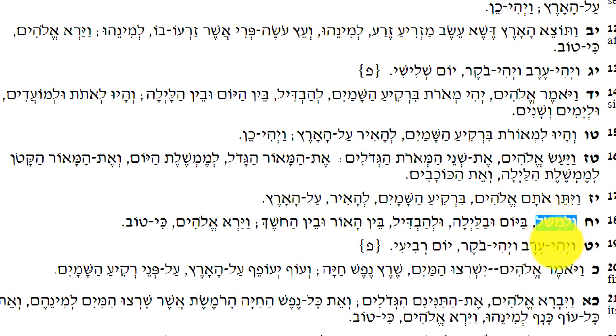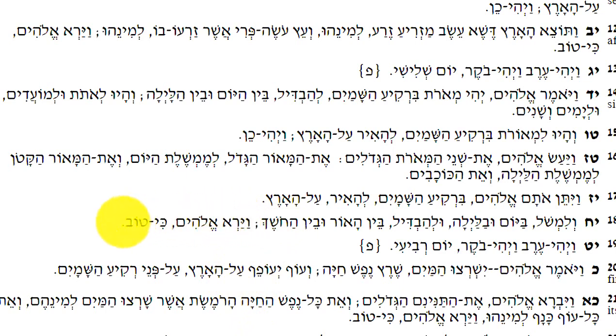V'limshol bayom uvalayla, and v'limshol kind of means to rule. The Hebrew word for parliament in modern day Hebrew is memshelet. Bayom we've had is day, layla is night. Lahavdil, to make difference. Ben ha'or uven ha'choshech, between the light and the darkness.